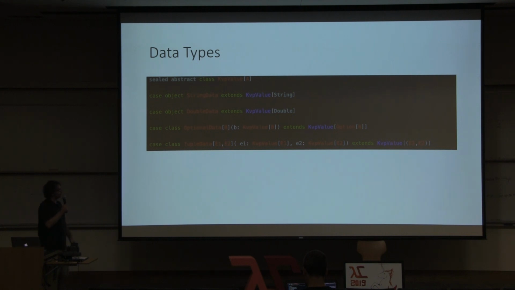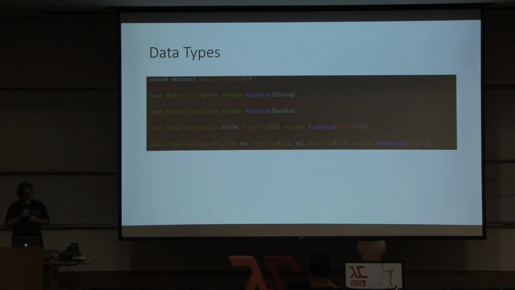This may look familiar if you were at the Schemaz talk. We're going to start by defining a base class, which is our KVP value class, and it's going to have this type parameter A. And A is not actually used in the context of KVP value. We have 4 subtypes. Our primitive data, string data and double data, know something about the data, so they can fill in the type parameter with the data they know about. So for instance, string and double.